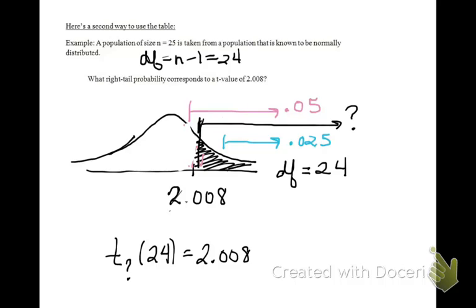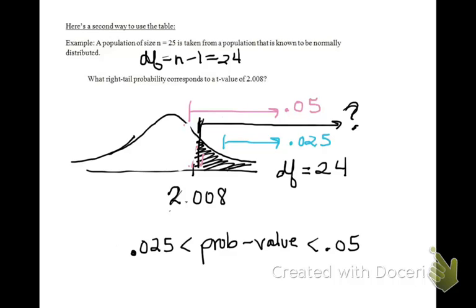What we're saying is that the probability that we're looking for, the one in black, is somewhere between the values 0.025 and 0.05. So we can say that the probability value is somewhere between 0.025 and 0.05, or the p-value is somewhere between 0.025 and 0.05.